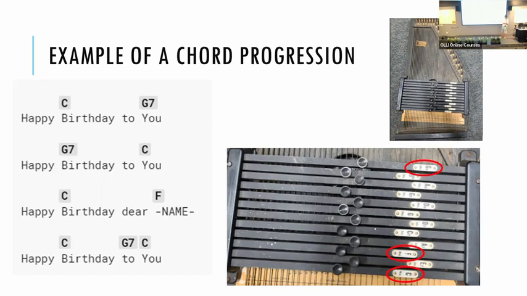So if you were playing, if you wanted to play Happy Birthday, you'd start off Happy Birthday to, and then you hit the G7, G, and then Happy Birthday to, back to C, and so on and so forth while you're strumming, right?